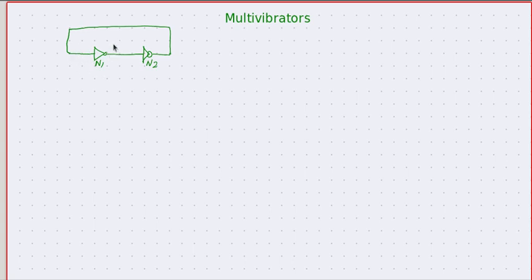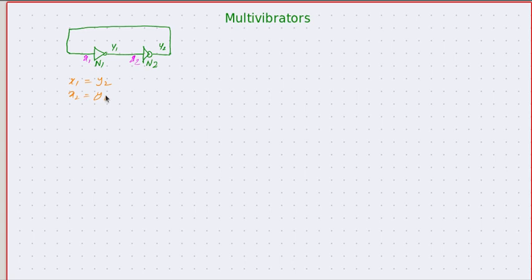So the output of NOT gate 1, let us call Y1. Output of NOT gate 2, let us call Y2. Same way, input for NOT gate 1 is X1, and input for NOT gate 2 is X2. And according to the circuit connected, X1 is Y2 and X2 is Y1.